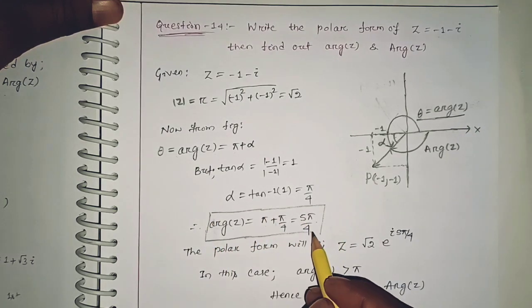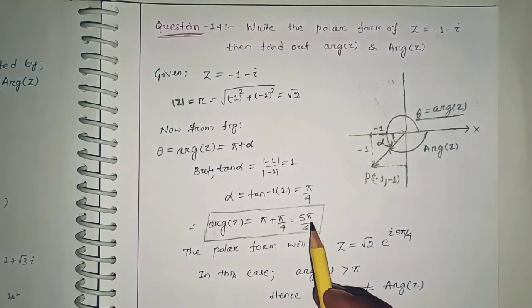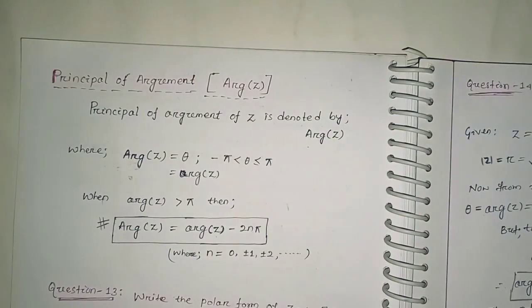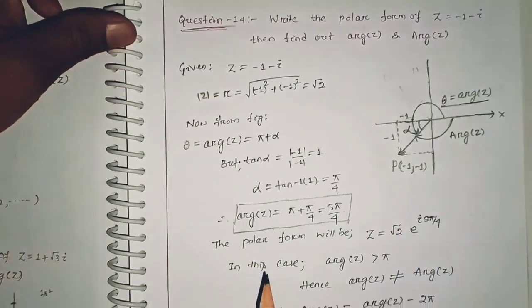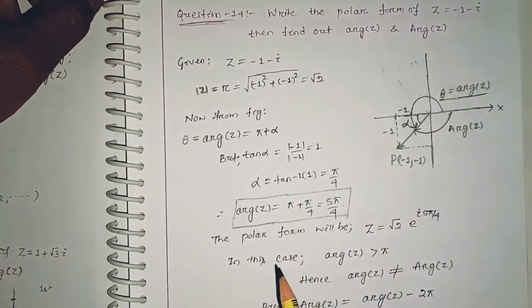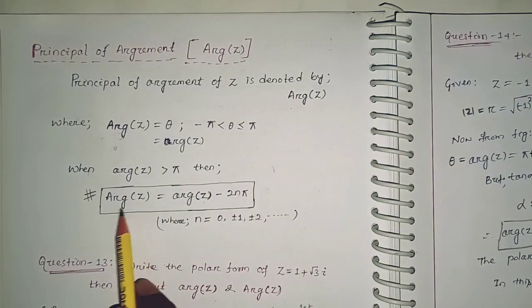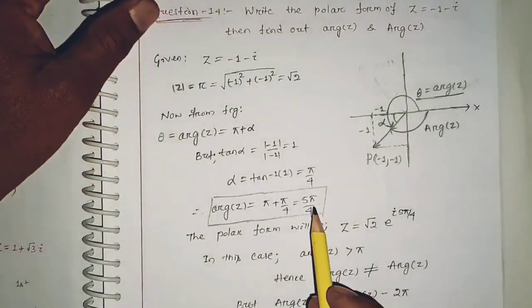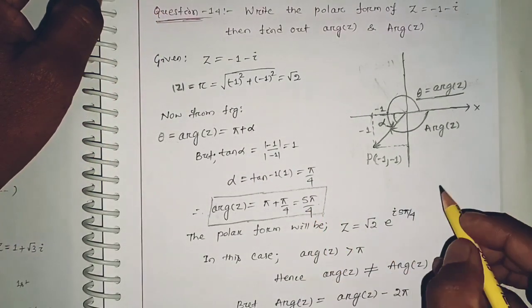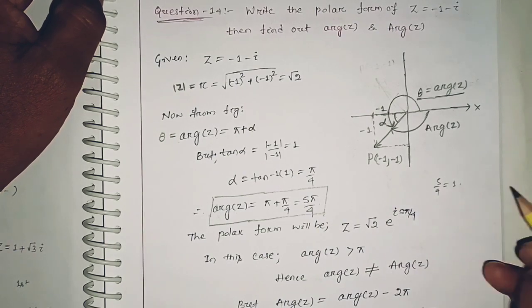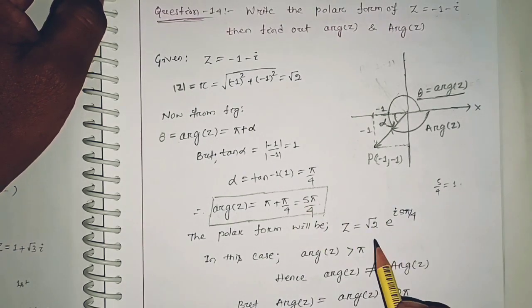Now, what will be the principal argument? First we have to check whether this argument is between -pi and pi or not. If it is, then that argument itself is the principal argument. If it is not, then we have to consider argument of z minus 2n pi as the principal argument. Here you can see clearly 5 pi by 4. 5 by 4 is 1 point something. That means this value is greater than pi.